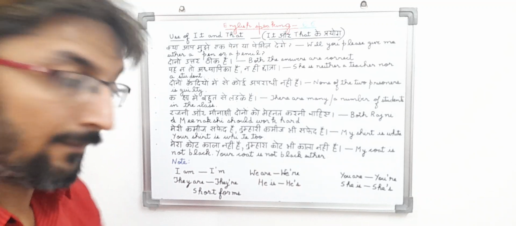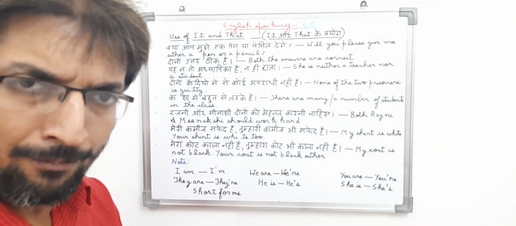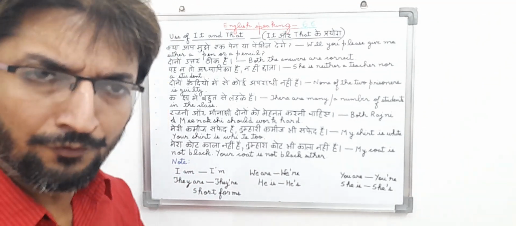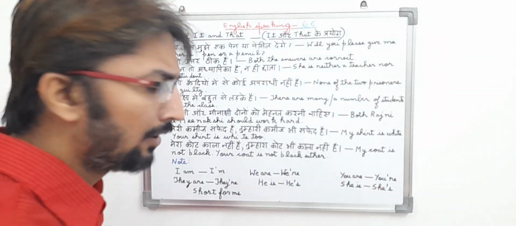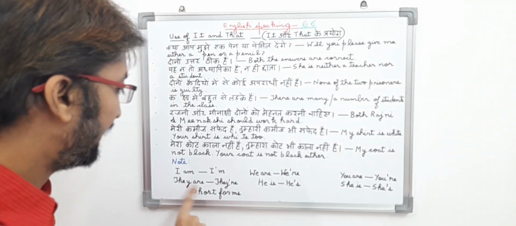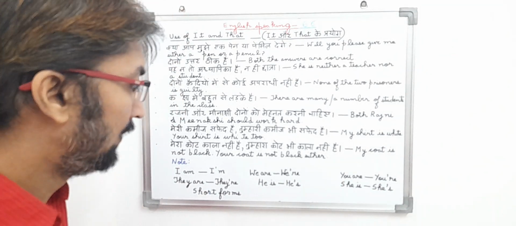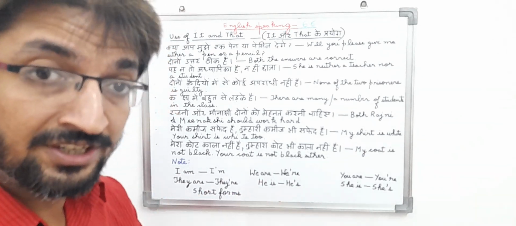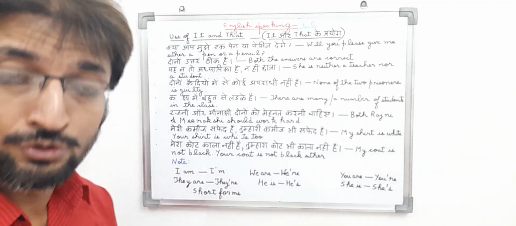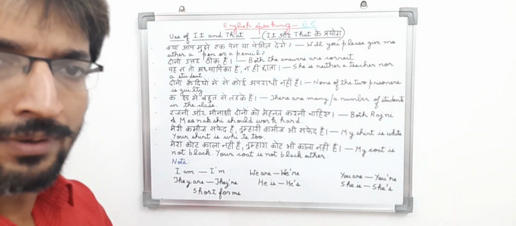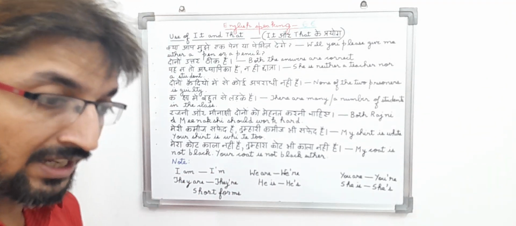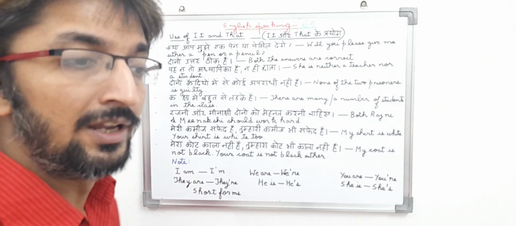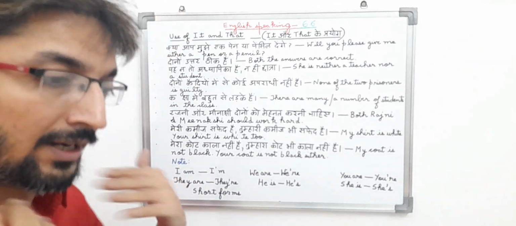I repeat once again, I am, I'm. We are, we're. You are, you're. They are, they're. He is, he's. She is, she's. These are some short forms which we need to remember if we want to read, write or speak English language fluently in front of another person.